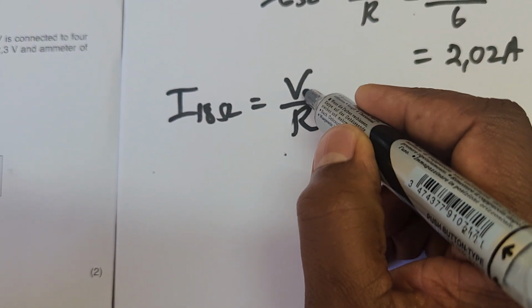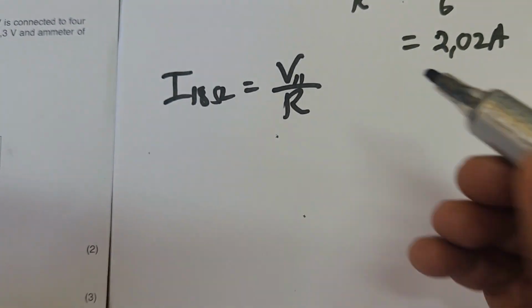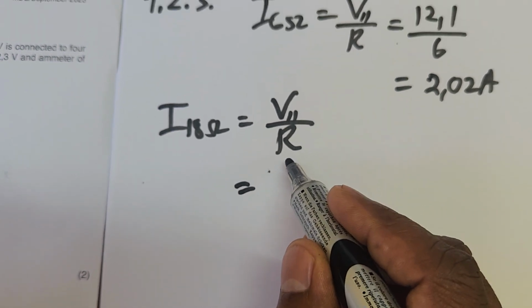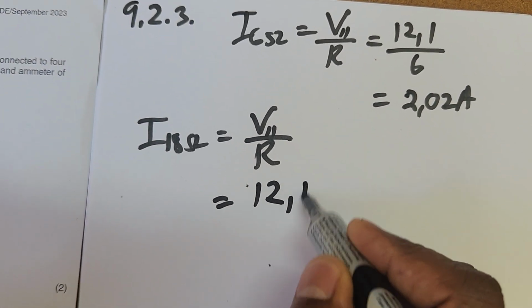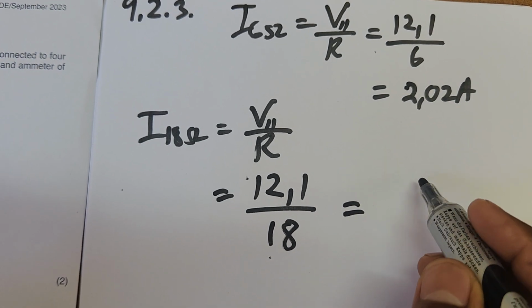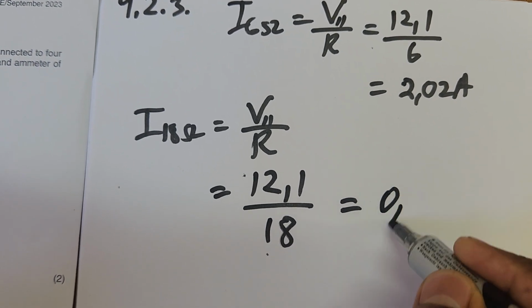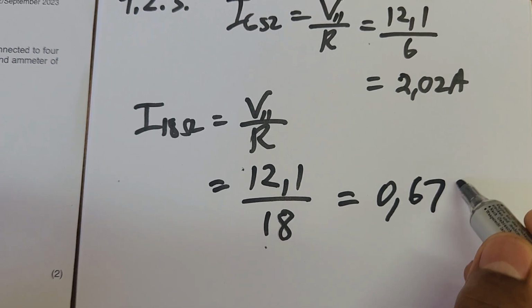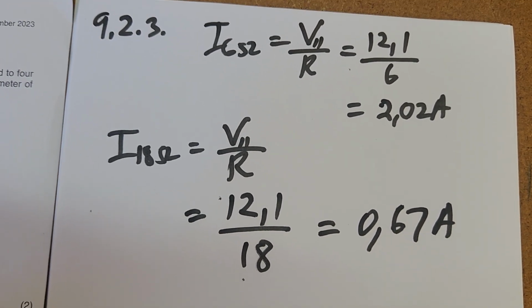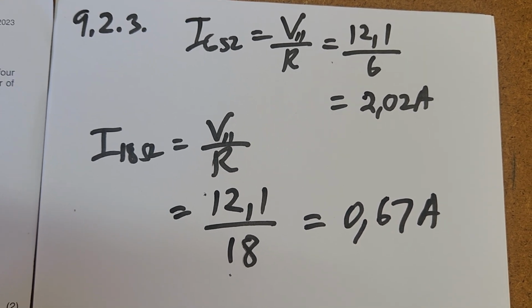Again, we find the current through 18 ohm also, which will be V over R, V of the parallel over R, if you want to be explicit, which will be the same as 12.1 divided by 18. This will give us 0.67 amperes. Use your calculator there to confirm that quotient.